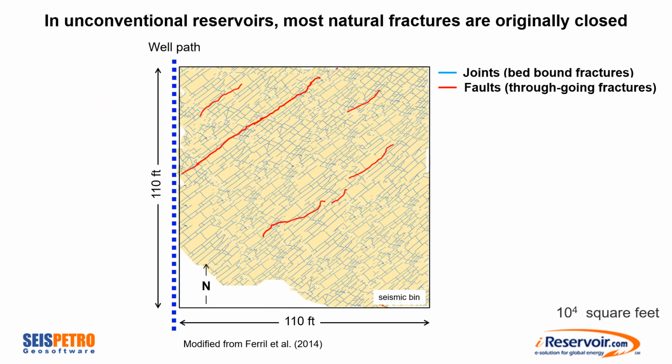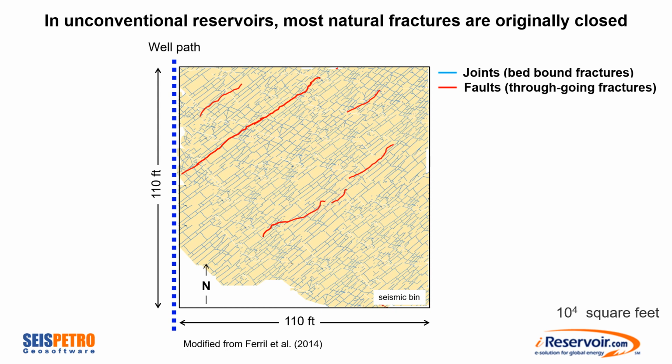Unlike conventional reservoirs, where some fractures may be originally open, in unconventional reservoirs most fractures are closed at original reservoir conditions. So here's what happens. This figure is an interpretation of an Eagle Ford outcrop that I modified from a paper by Ferrill and others. What I did was copy their interpretation until I filled an area of a typical seismic beam. And the result is that you can get a few thousand joints and a few faults inside that beam.